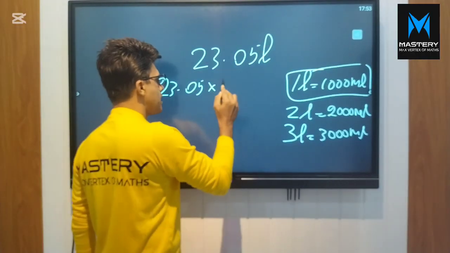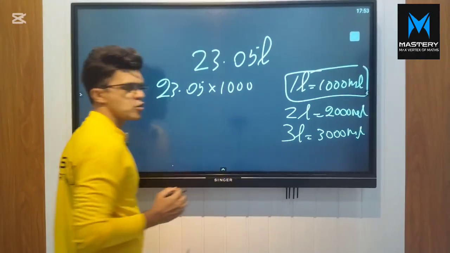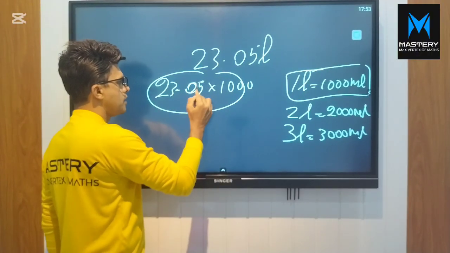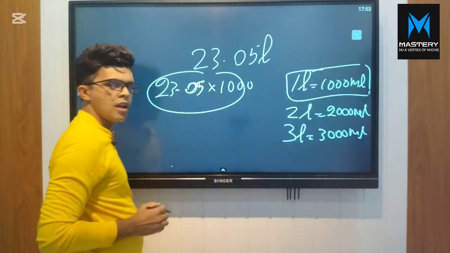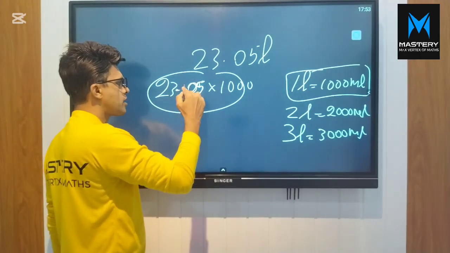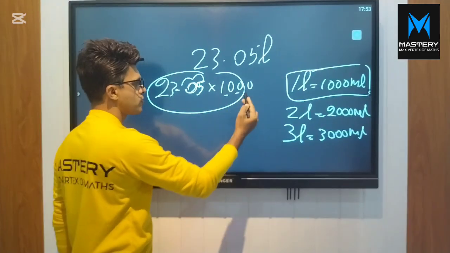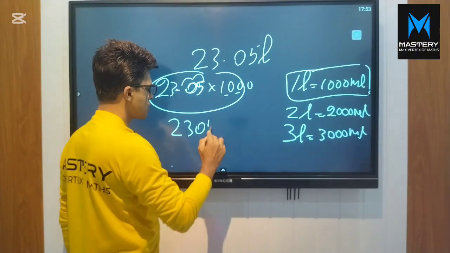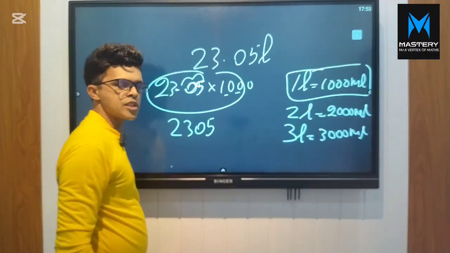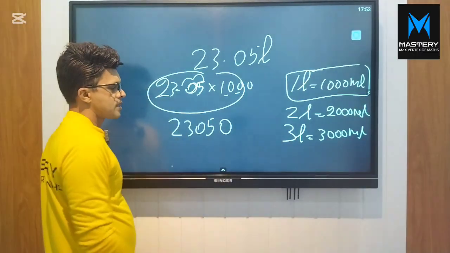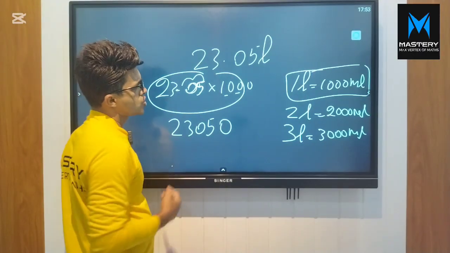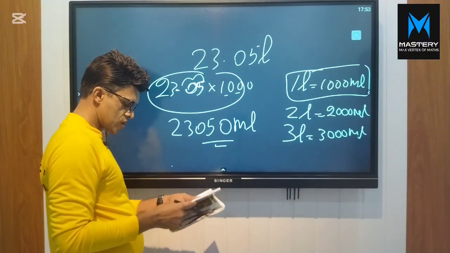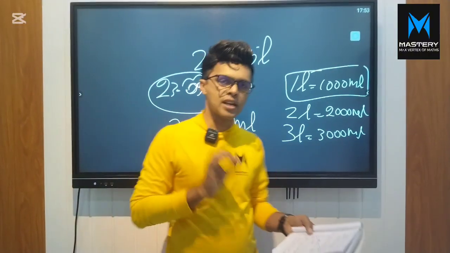23.05 liters into milliliters. For that we multiply by 1000, right? When you multiply 23.05 by 1000, the decimal point moves to the right by 3 places. So here we write 2305, and the remaining 0 you could see. So the answer here is 23,050 milliliters, right? You could see there are 4 answers. Then you could select the second one as the answer.